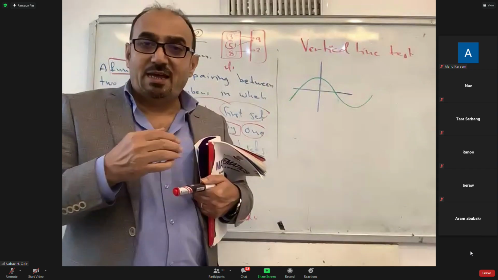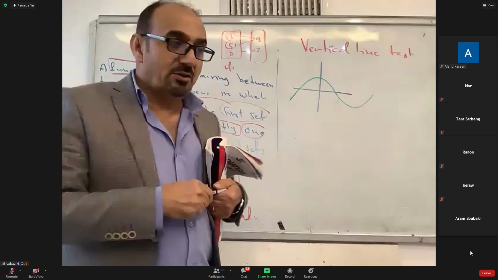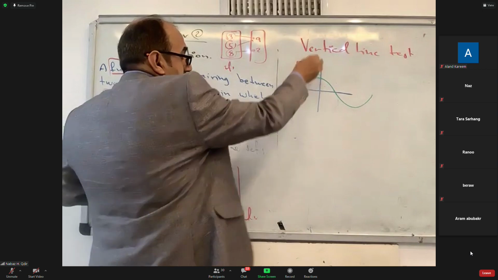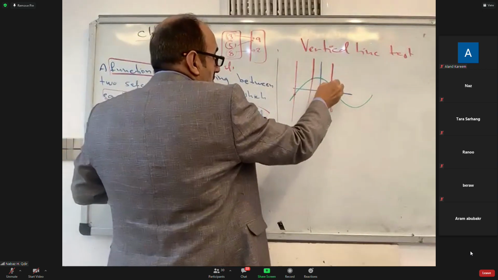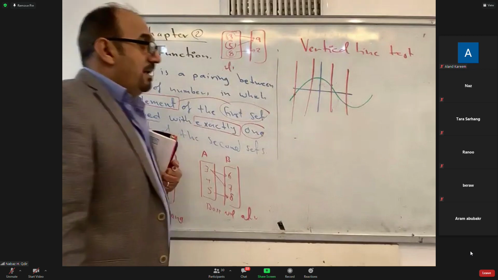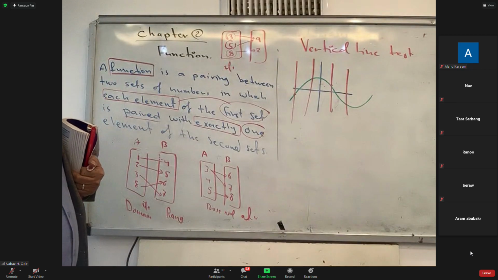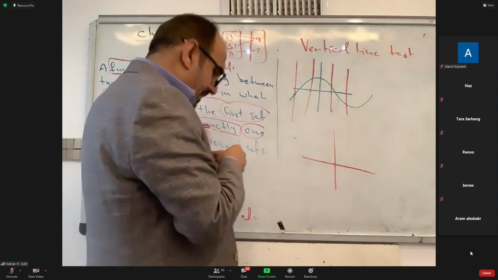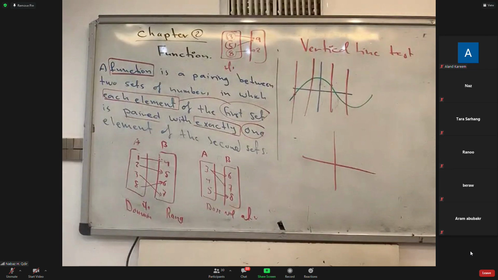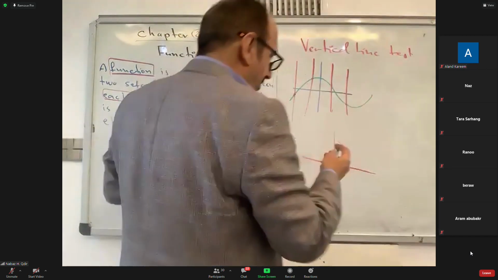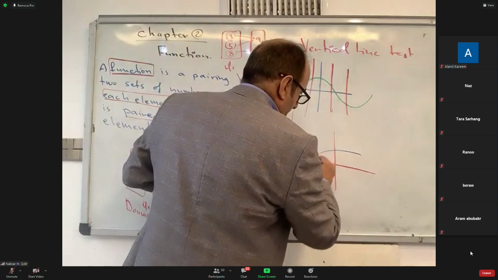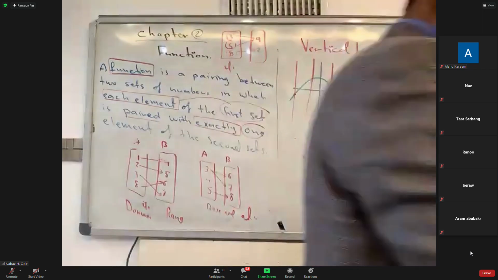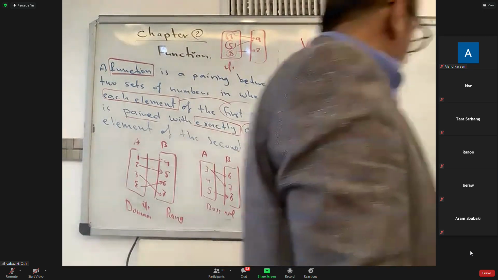If I draw a vertical line here, it's a function because it intersects the graph one time. But here we have this graph, for example. Is this a function? No, this is not a function.